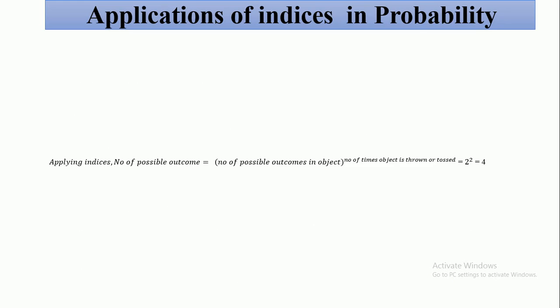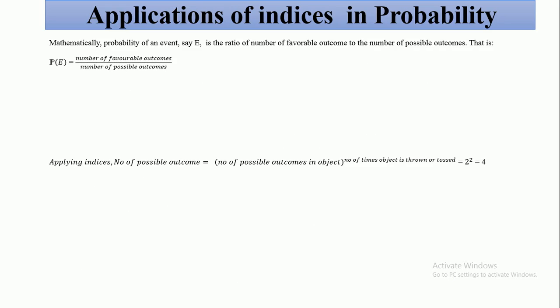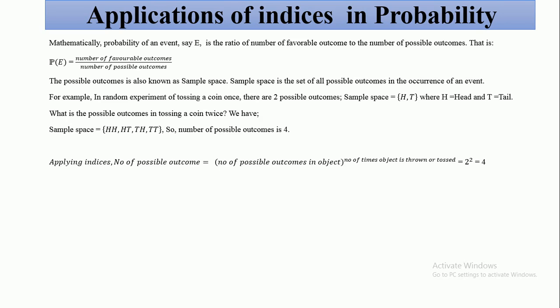Let's move into the application of indices in probability. Mathematically, the probability of an event, say E, is the ratio of the number of favorable outcomes to the number of possible outcomes. We express it in this way in mathematical notation. The possible outcomes are also known as the sample space, and the sample space is the set of all possible outcomes in the occurrence of an event.